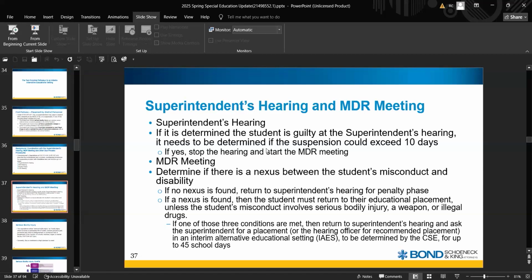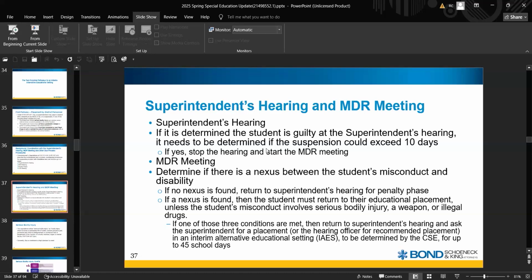Just a little bit more color. The IAES itself, the setting, if that is going to be ordered, is going to be determined by the CSE: what's the appropriate IAES for that student to be educated in. And it can only be up to 45 school days. That's the maximum amount of time.